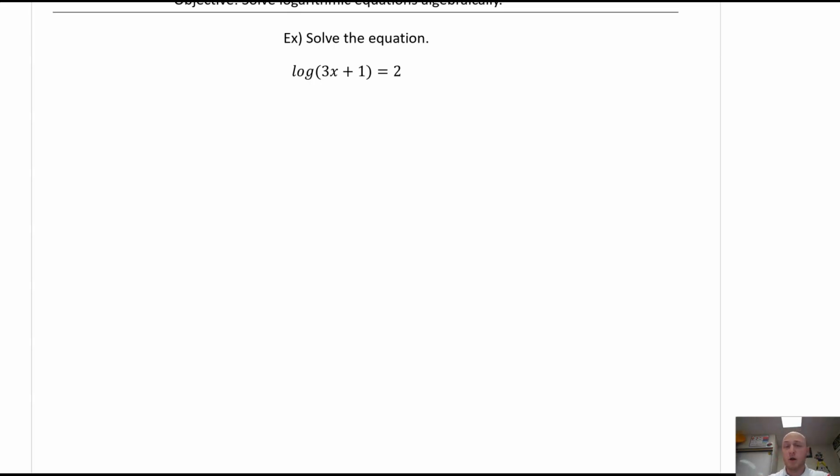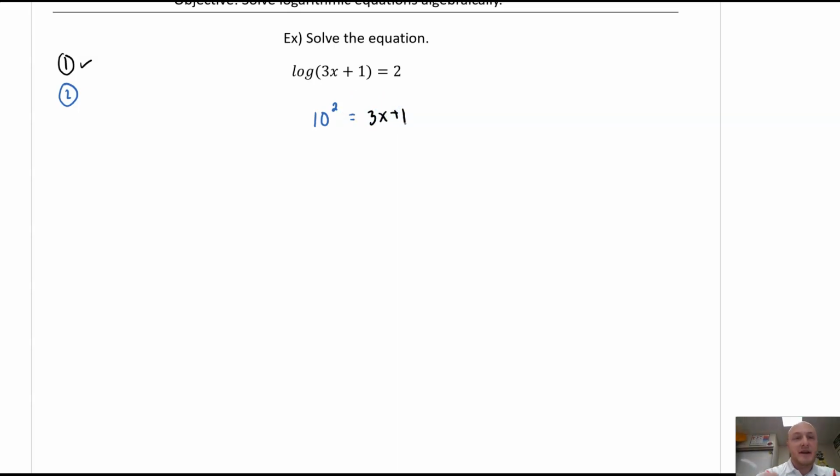Okay, I have one logarithm on the right side, so step 1 is already done. Step 2, I'm going to go ahead and switch to exponential form. I can't reduce the logarithm on either side. I only have one, so I'm going to use the base. Here's a question. What's the base of a common log? 10. Very good. So 10 to the power of 2 is equal to 3x plus 1.